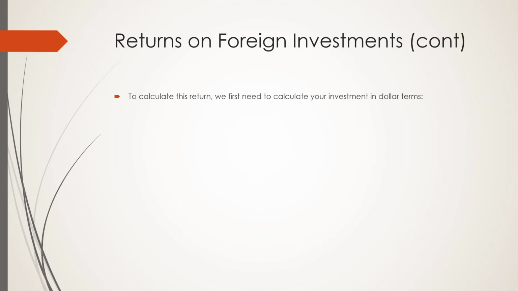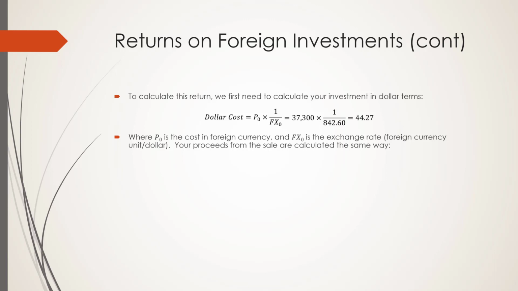Now, we can do this with one equation, and that equation looks like this. Dollar cost is the price you paid in the foreign currency times 1 over the foreign exchange rate, and this is measured in foreign currency per dollar. And in this case, that tells us our cost was $44.27. The proceeds are calculated the same way, except obviously the price and the exchange rate will be different. So the proceeds from the sale at the end of the year, we take our ending price times 1 over the exchange rate, and that gives us 30.6.